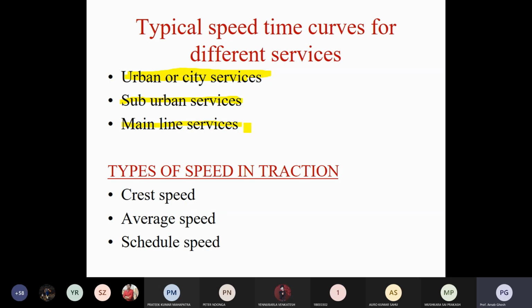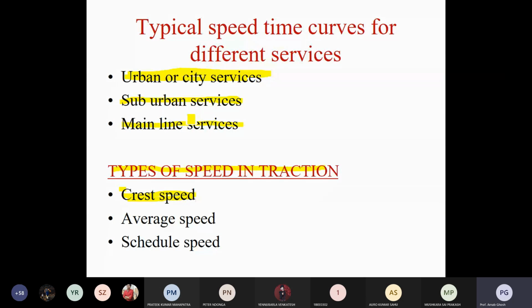Then the types of speed of the traction. Crest speed means peak speed, maximum speed. That I am telling you is 110 kilometers per hour for a normal locomotive in mainline service. In urban and suburban service, the maximum is 50 kilometers per hour. As per the length of the service, the crest speed or peak speed will be different.